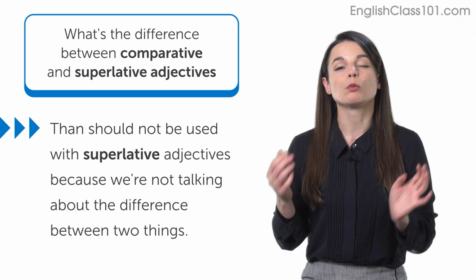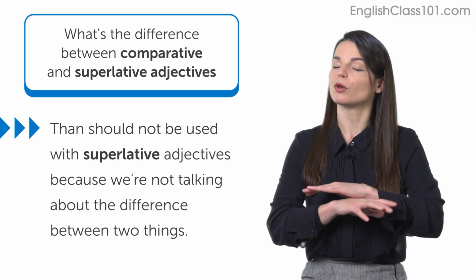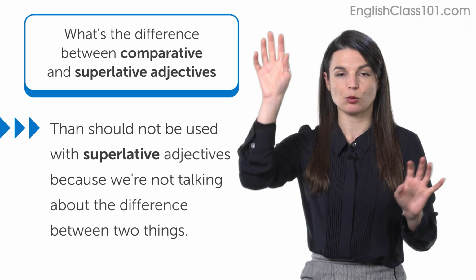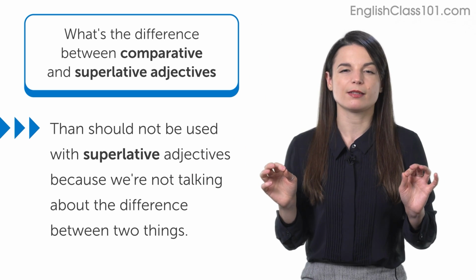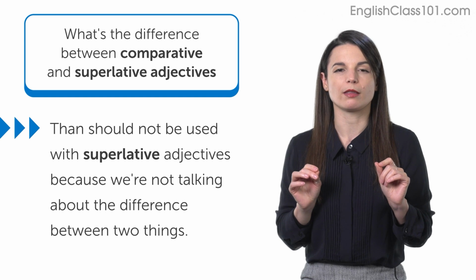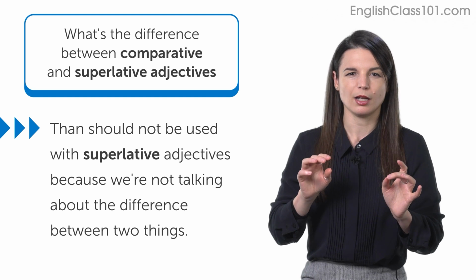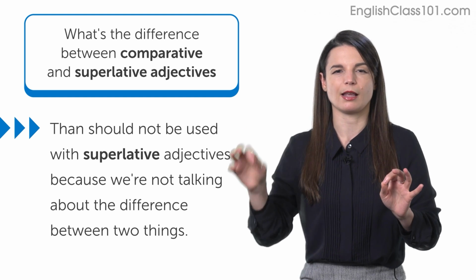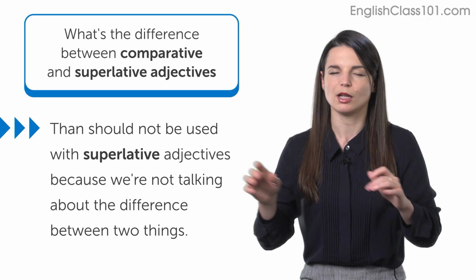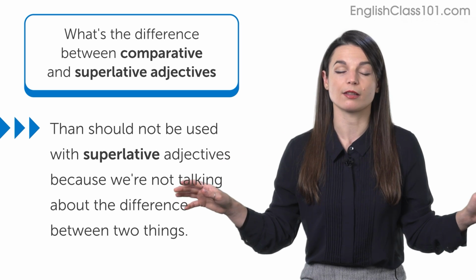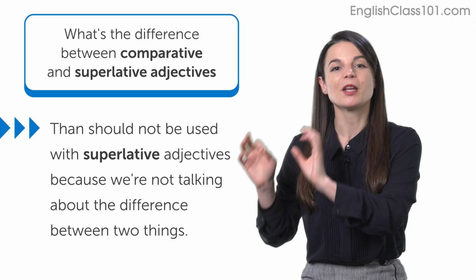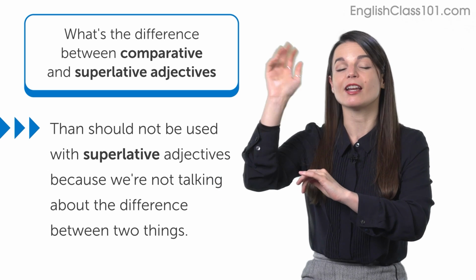On the other hand, when we're using the superlative form, we're not talking about the differences between two things. So please keep this in mind. Sometimes I see learners following the superlative form with than, like writing, for example, biggest than or most expensive than. We cannot mix these two things together. So when you use the superlative form, you're talking about the highest degree of something.